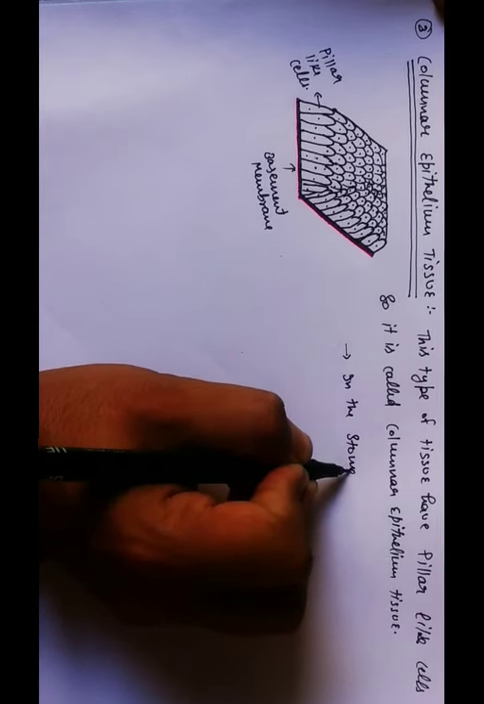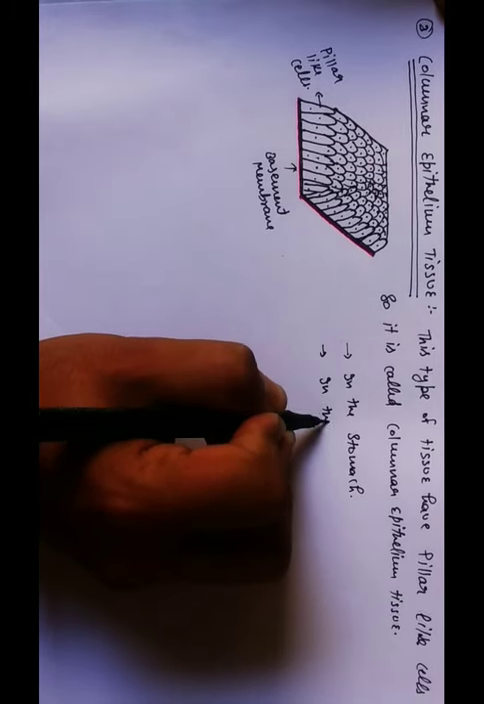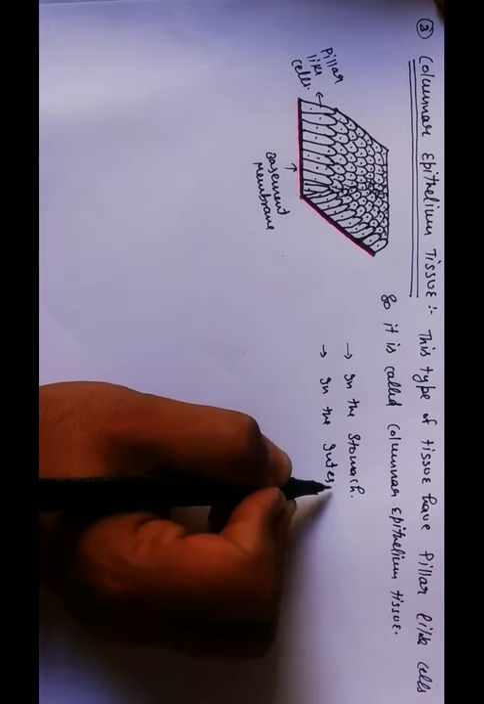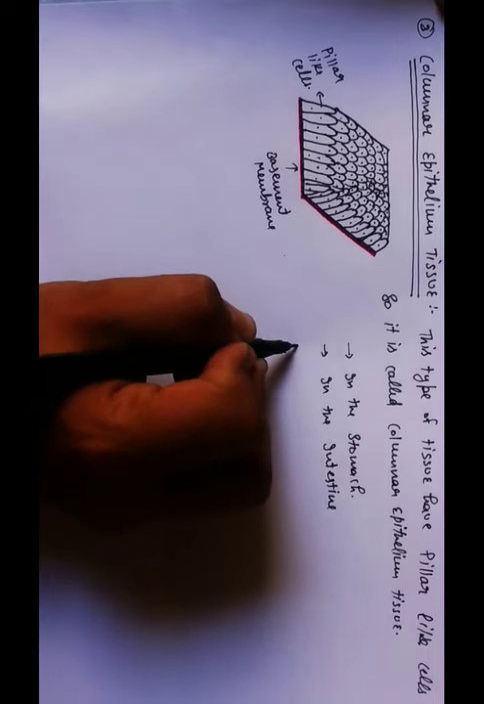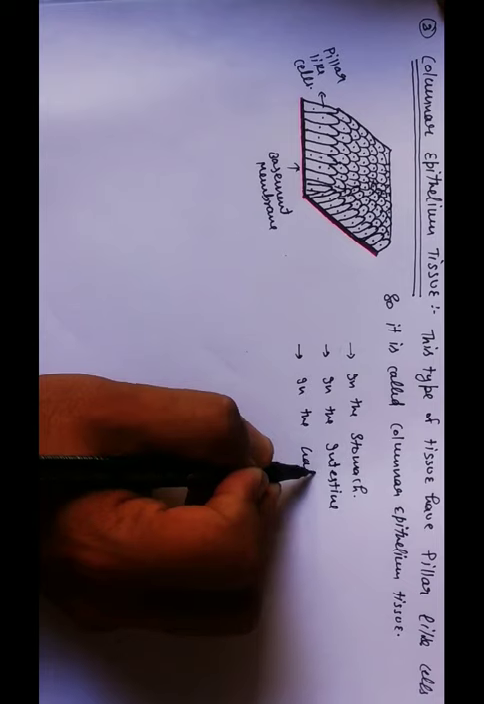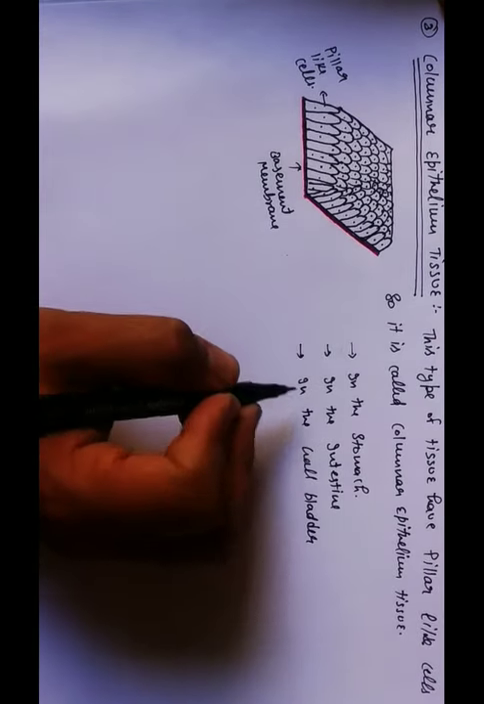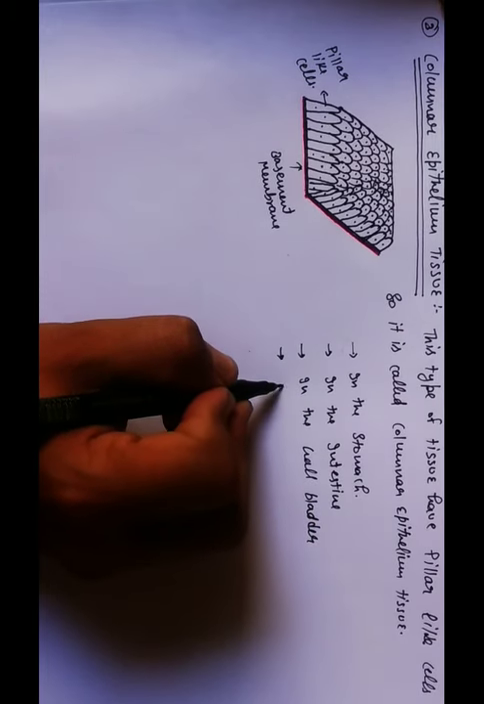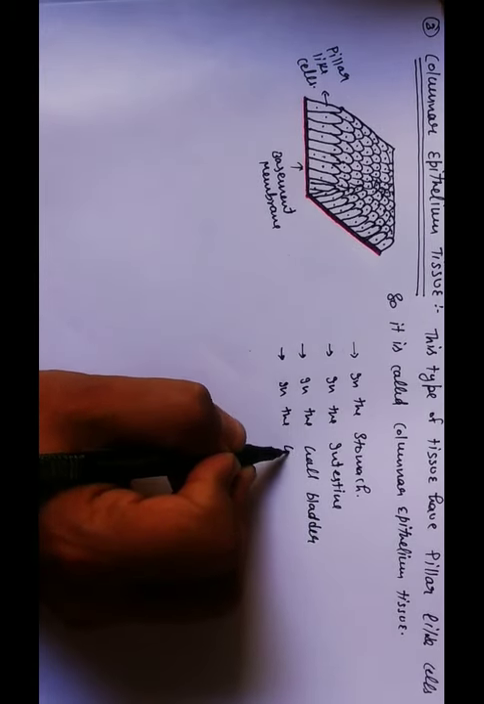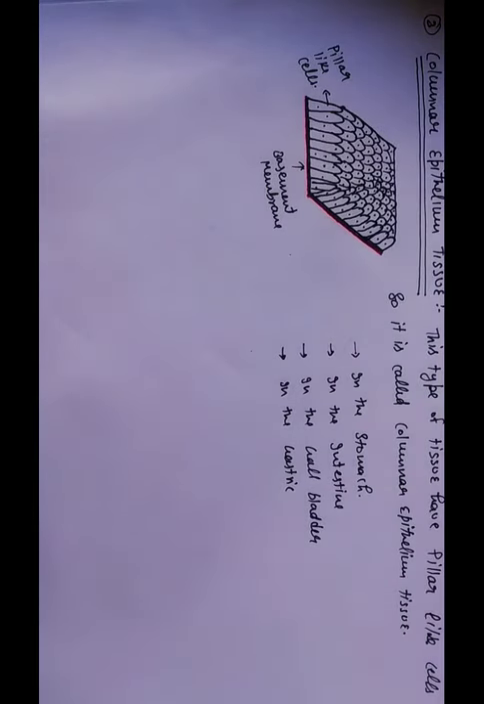In the stomach, in the intestine, in the gallbladder, which is the part of liver, and in the gastric. Gastric is present in the lining of stomach, from where gastric juice is secreted.